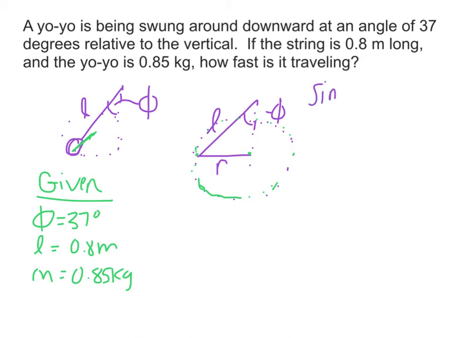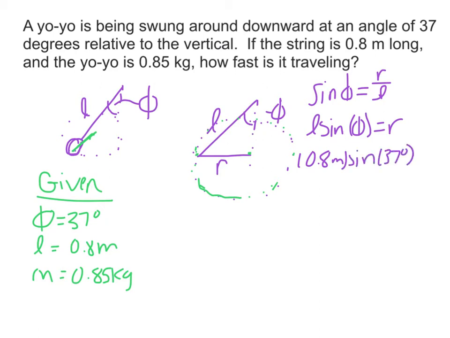So we want to use sine. Sine of phi is equal to opposite over hypotenuse, so the radius over the length of the string. So the length of the string times the sine of phi will give me the radius. 0.8 meters, sine of 37 degrees equals radius, and this equals 0.481 keeps on going meters. I would store that in your calculator as r.